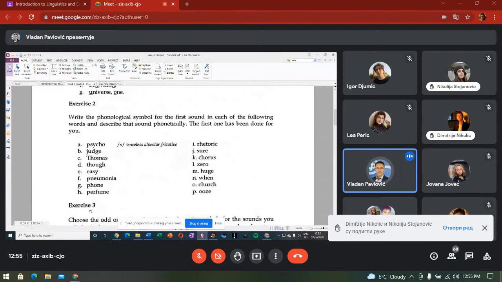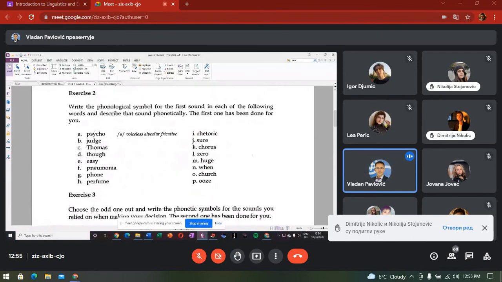Okay, let's now move on to the second task. Write a phonological symbol for the first sound in each of the following words and describe that sound phonetically. The first one has been done for you. So this first word is read as psycho. It's not pssycho or something like that. So we now write the phonological symbol for the first sound, which is s, and not, for example, f.